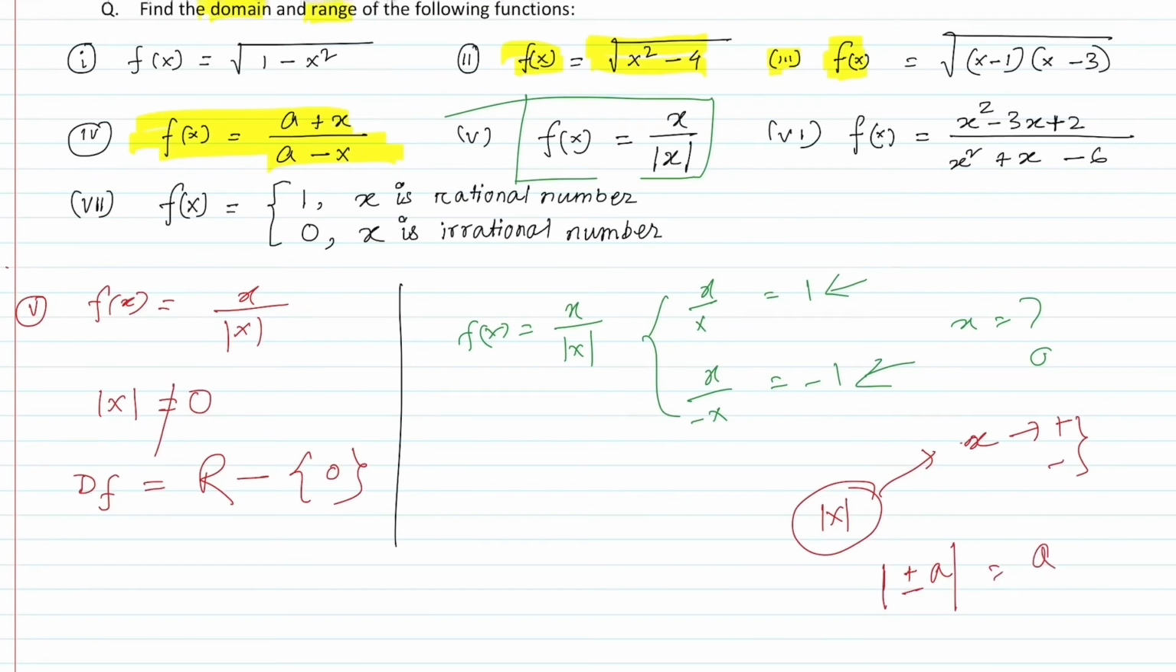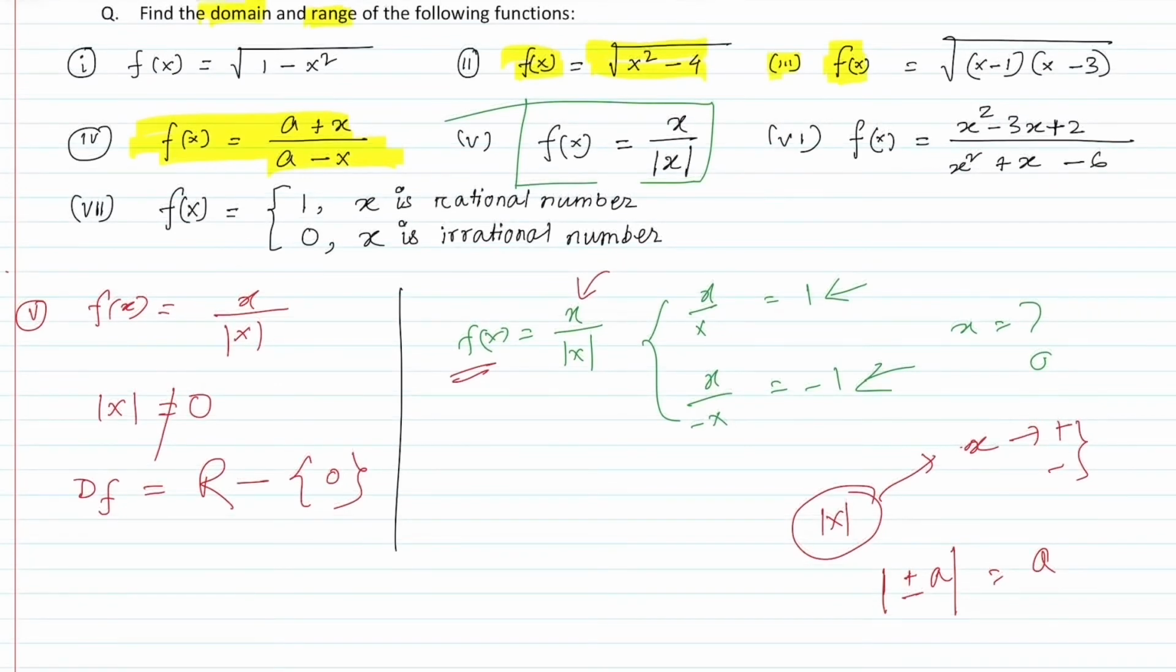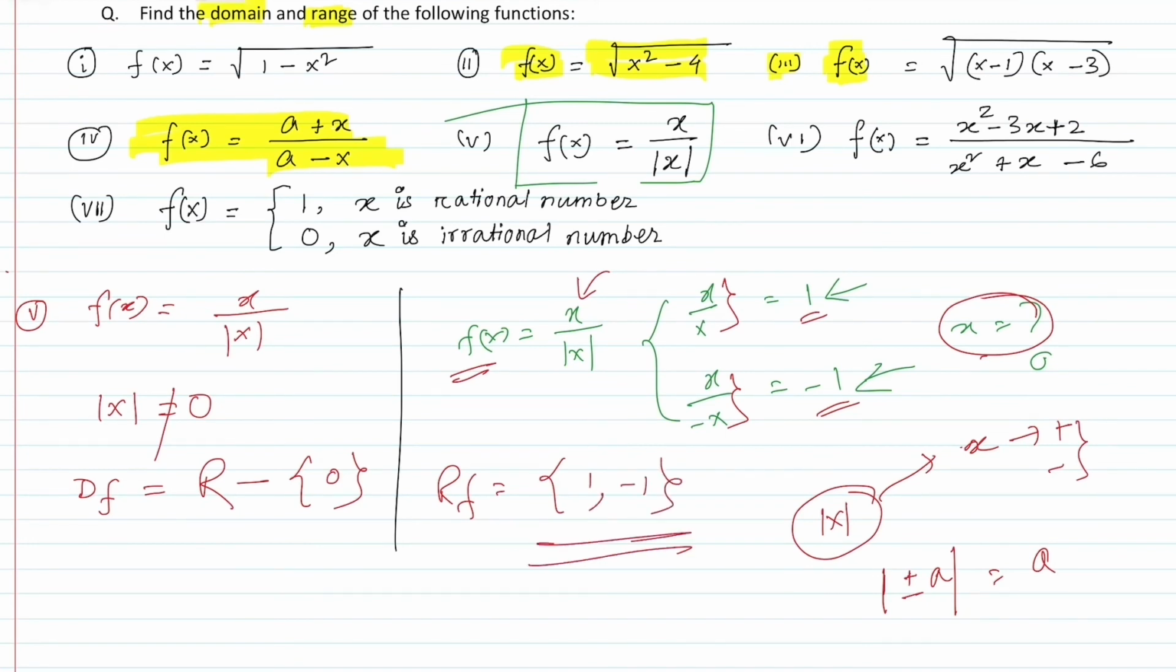That's why f of x is either equal to x by x, which is equal to 1, or x by minus x, which is equal to minus 1. It doesn't matter what value of x you put here, it's always going to give you either 1 or minus 1. That's why the range of this function must be the set of only these two numbers, 1 and minus 1. That is the range of this function. Okay, hope you have understood.